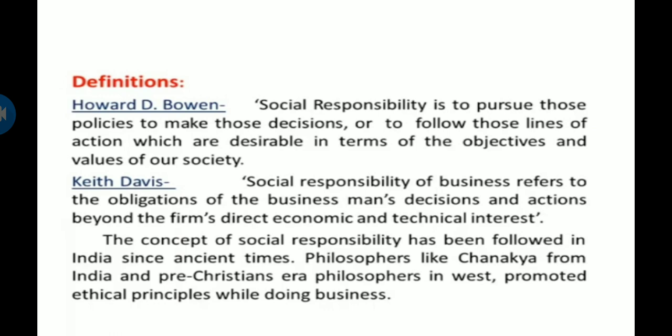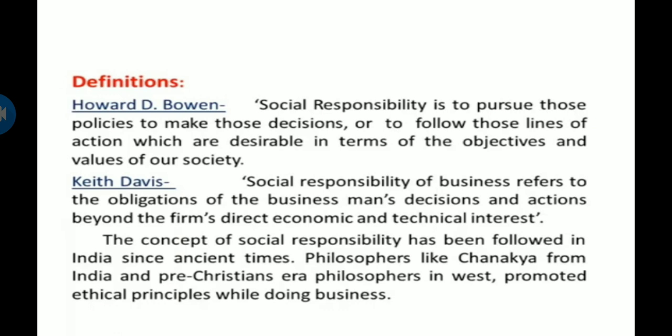Now we will learn some definitions. The first definition is given by Howard Bowen: Social responsibility is to pursue those policies, to make those decisions, or to follow those lines of action which are desirable in terms of the objectives and values of our society. The second definition is given by Keith Davis: Social responsibility of business refers to the obligations of the businessman's decisions and actions beyond the firm's direct economic and technical interest. These two definitions are given by these two authors.